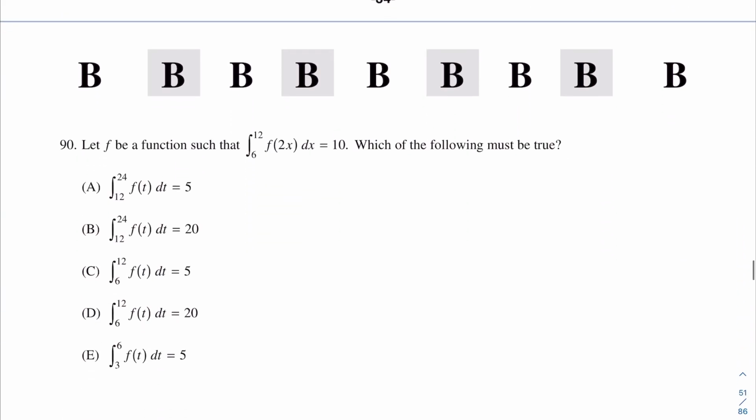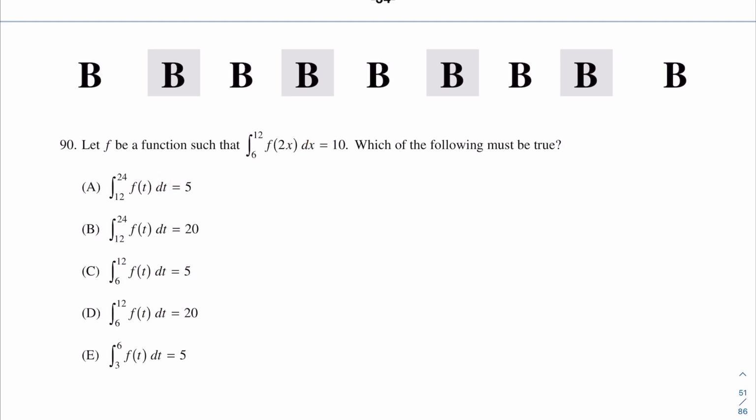Okay. 90. Let f be a function such that the integral from 6 to 12 of f of 2x dx is equal to 10. Which of the following must be true? So this function, you'll notice, is in terms of x and dx, and all of the answers are in terms of t. So we know that we need to do a change of base, or a substitution here, to go from dx to dt.